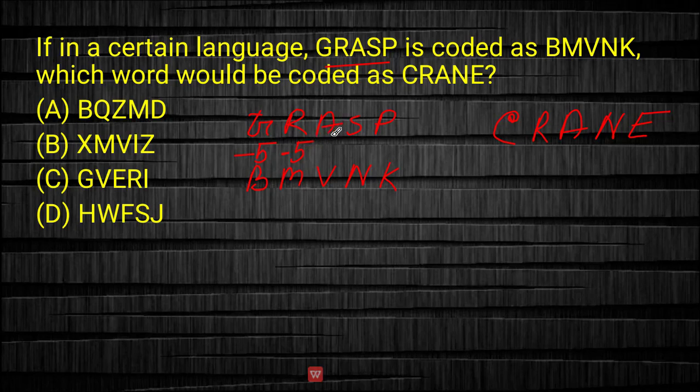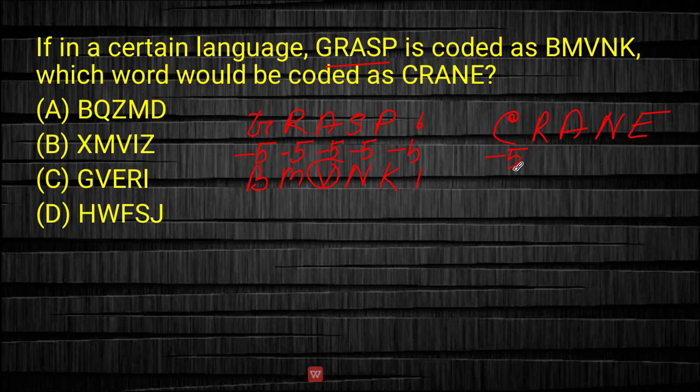Then before A, if we go -5, then we will get V. In that way S 19, N's position value is 14, so -5 again, and P 16, K 11, so -5. So that means the relation is a decreasing order.